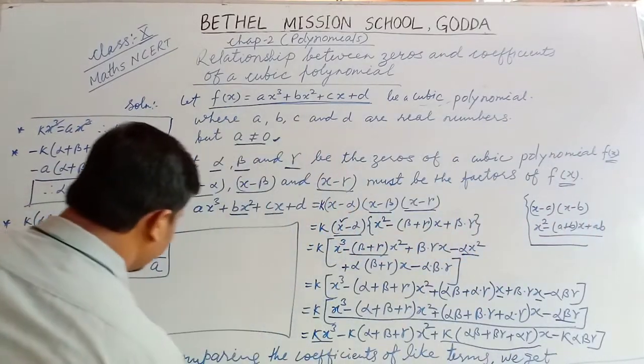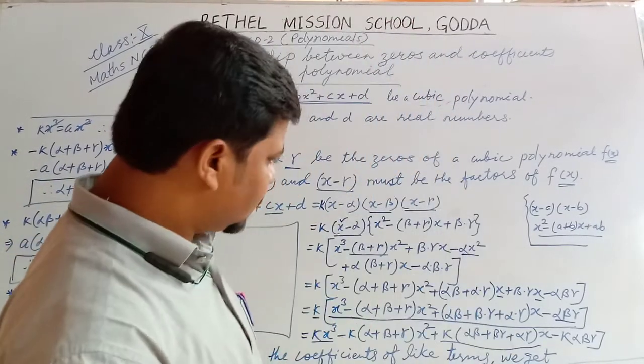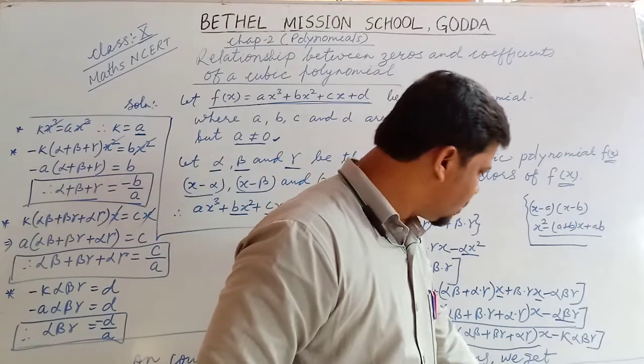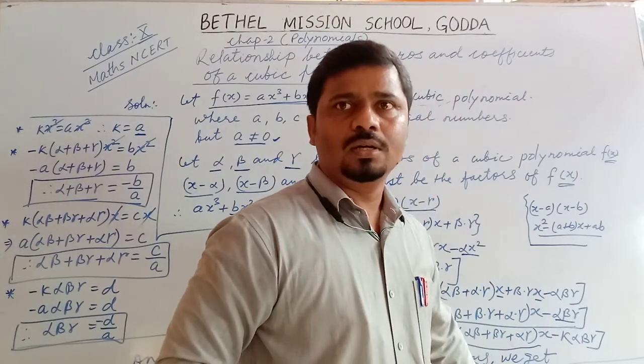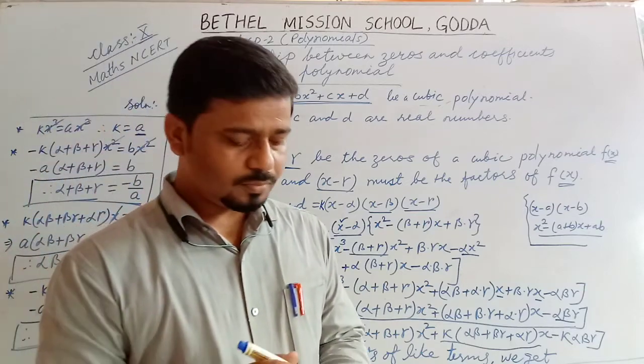So if any three zeros of a cubic polynomial are given, then we can form the polynomial by using this property. So you understood? Okay.